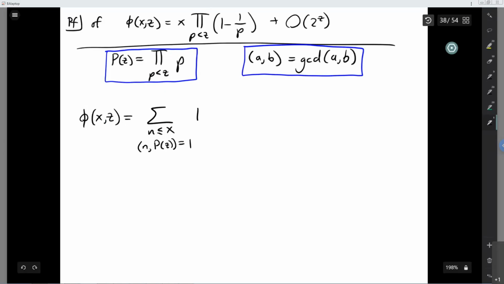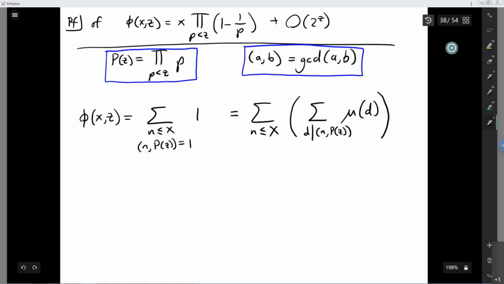Okay. So what are we going to do with this? Well, there's a little bit of a trick using the Mobius function that we haven't really looked at yet, and I want to show you this. This is pretty neat, and it's a very useful technique in analytic number theory. We'll write this as a sum over the divisors of the GCD of n with this product of primes of the Mobius function.